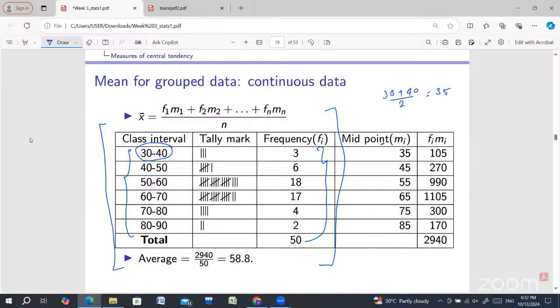Then we have to find fi into mi. So fi is these frequencies and mi is your midpoint of the class interval. Now you have to find the summation of fi into mi and then divide it by the total number of observations.